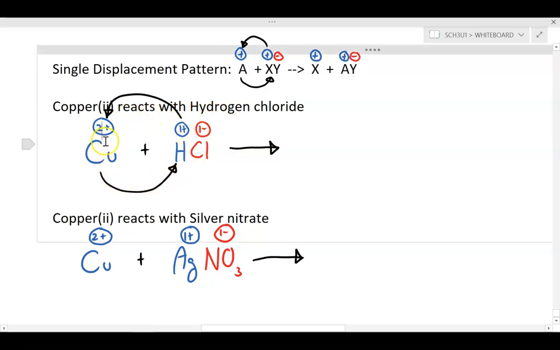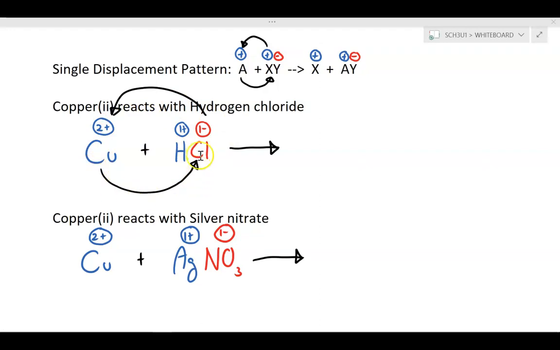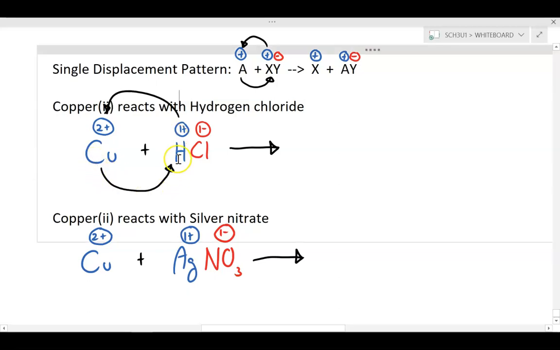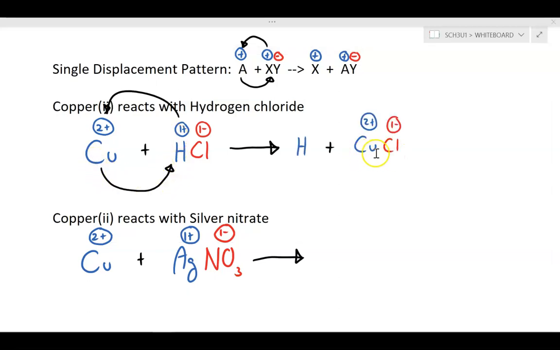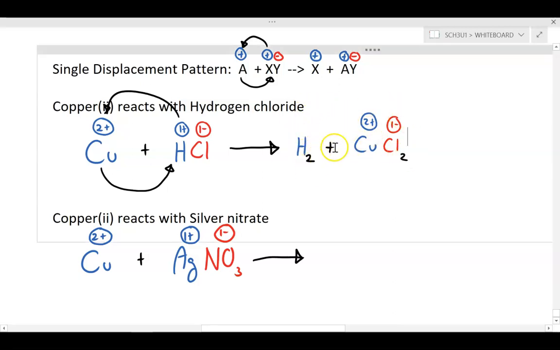Positive, switching places with a positive. Don't switch it with a negative, otherwise you'd have two positives stuck together, and that won't last very long because they would repel. So copper will switch places with the hydrogen, giving us a new partnership. It used to be H and Cl were stuck together. Now it's Cu and Cl stuck together. But watch out, make sure you follow the zero-sum rule. And don't forget that hydrogen is diatomic. This gives us hydrogen gas and CuCl2, so copper 2 chloride.